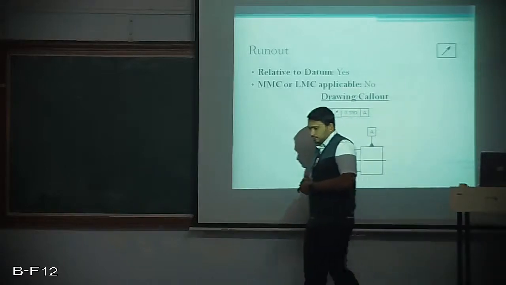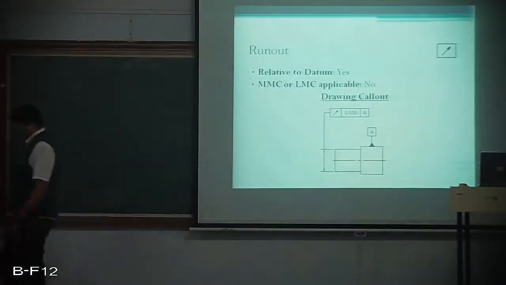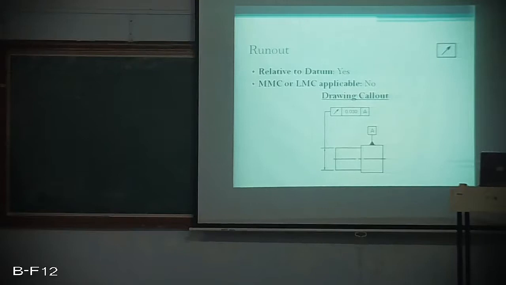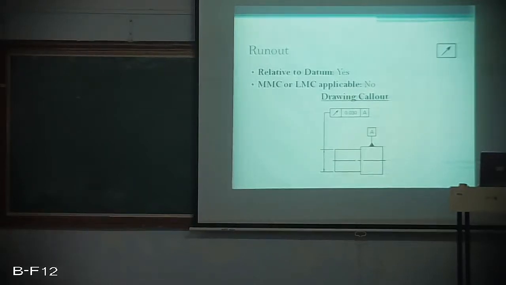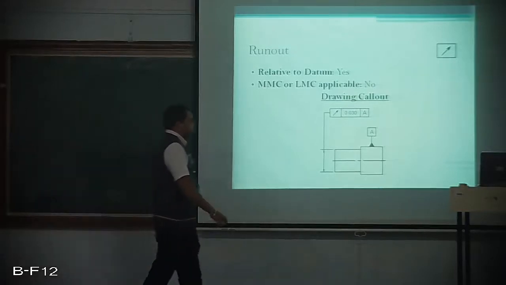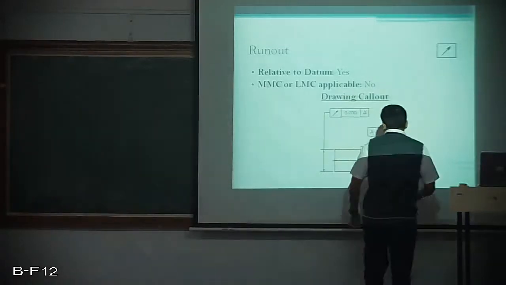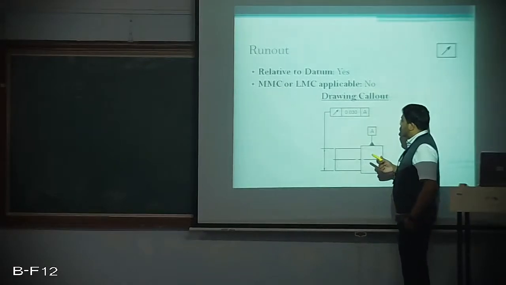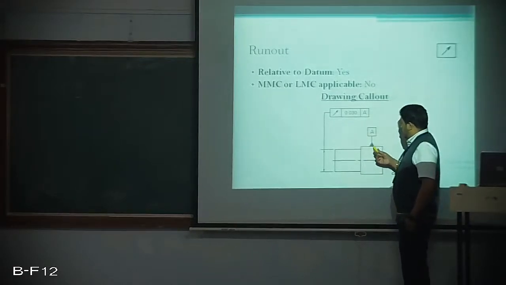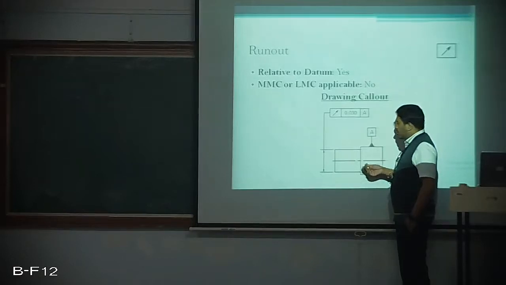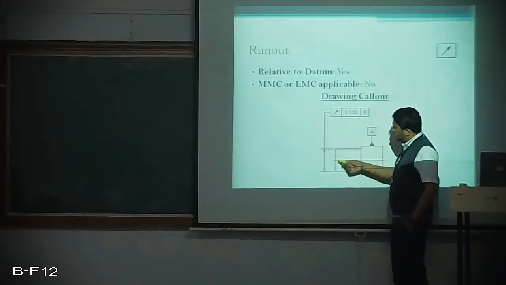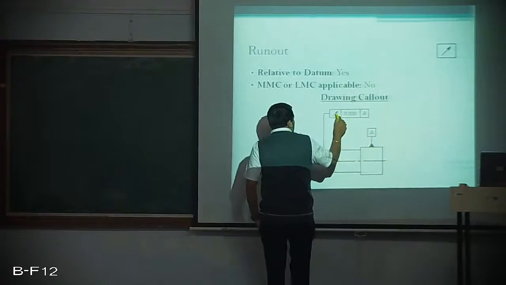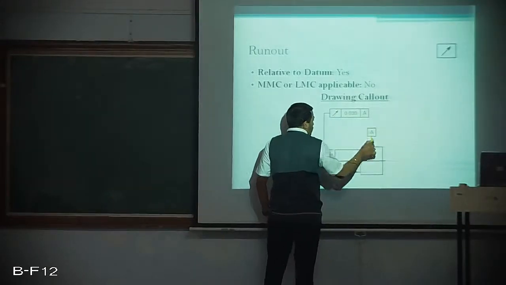Runout means it is again used for the circular feature itself, which are having concentricity. This is the step, the first step, and this is the second step. I am using a runout symbol as this, and tolerance as 0.03 with respect to reference A.